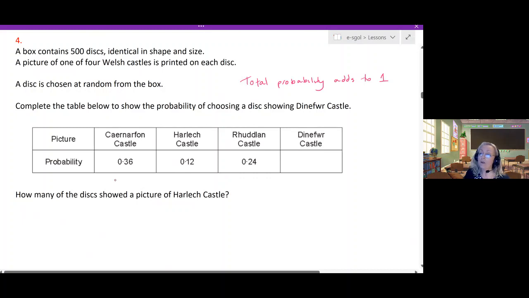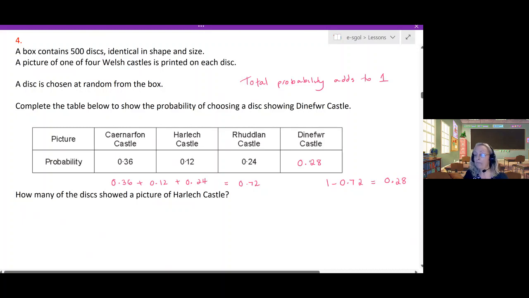So I'm going to add up 0.36, add 0.12, add 0.24. And when I add those together, I am going to get 0.72. So to work out how much is missing here, I do 1 subtract 0.72, and that is 0.28. So the probability of it being Dynevor Castle is 0.28 because all of these have got to add up to 1.